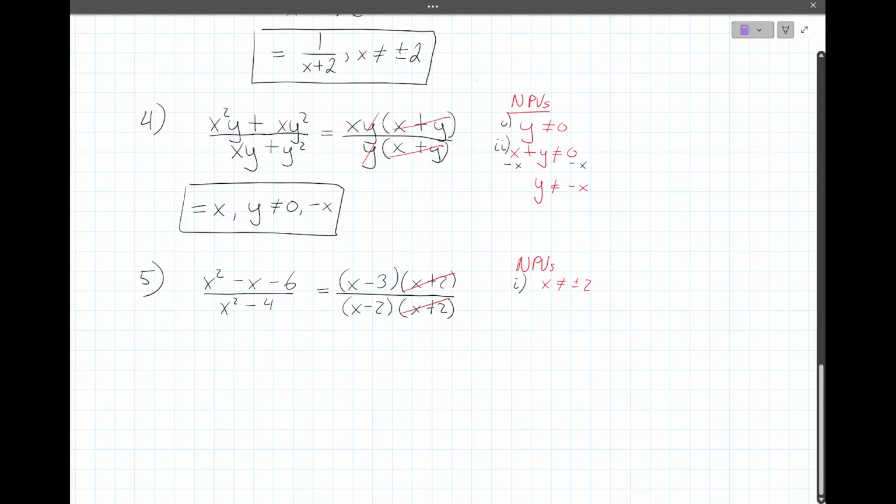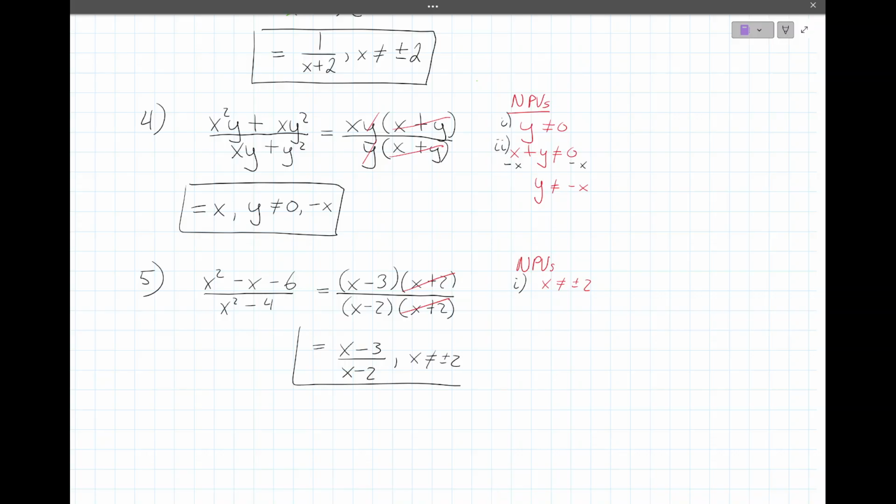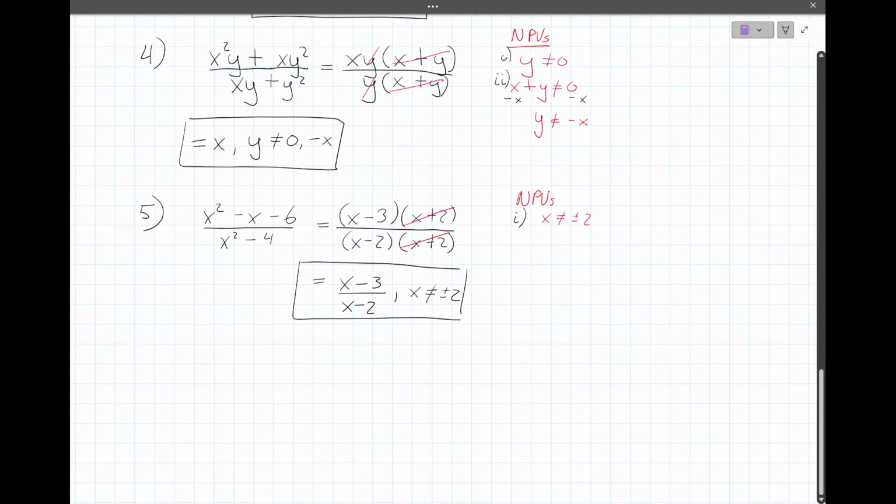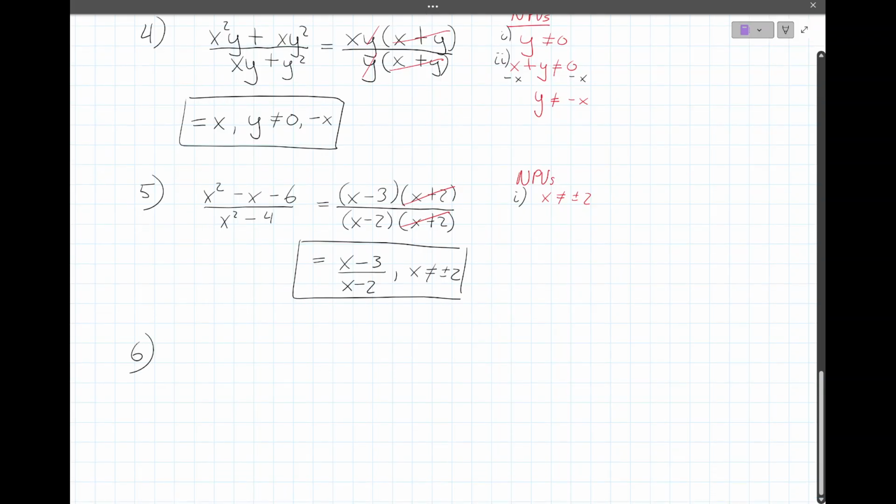But I can cancel out the shared factor, right? I can simplify that shared factor of x plus 2, and then I'll just get x minus 3 over x minus 2, and I know that x cannot equal plus or minus 2, right? So I have that as my solution there. Okay. Yeah, let's just finish this. And let's do one more.